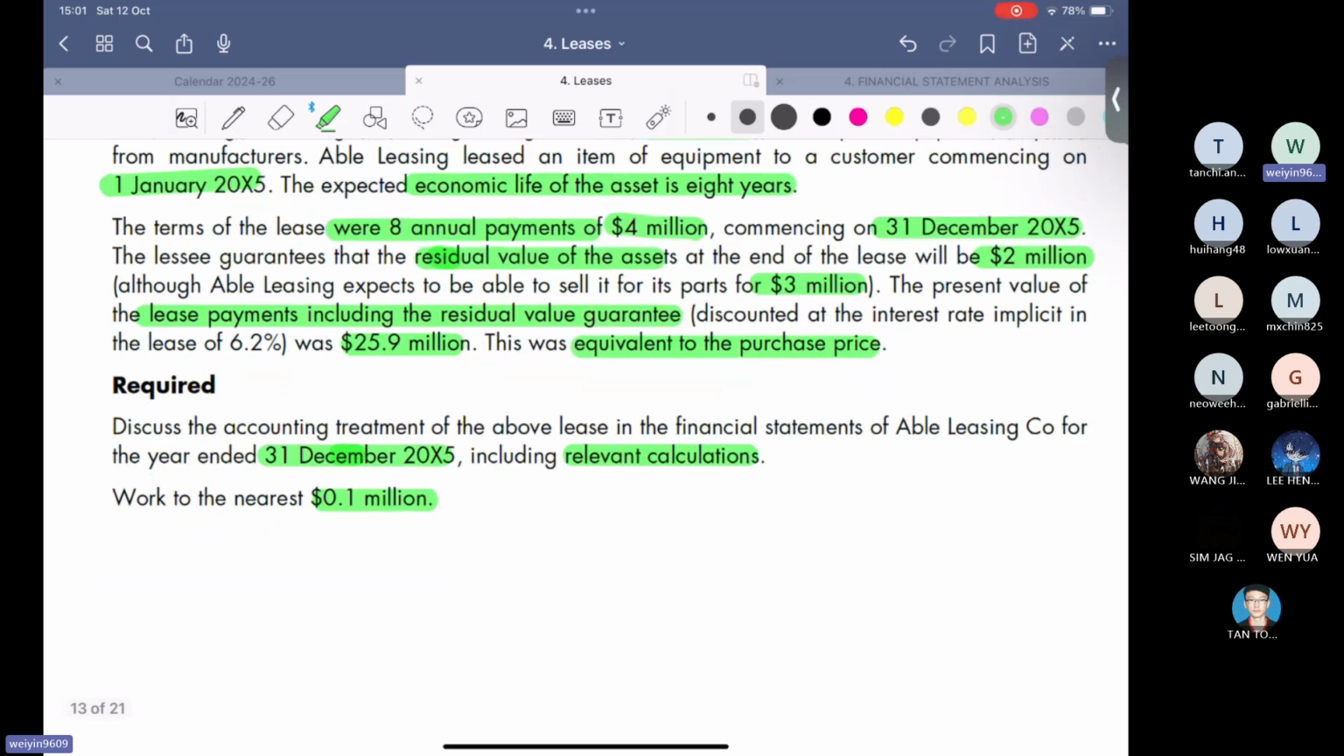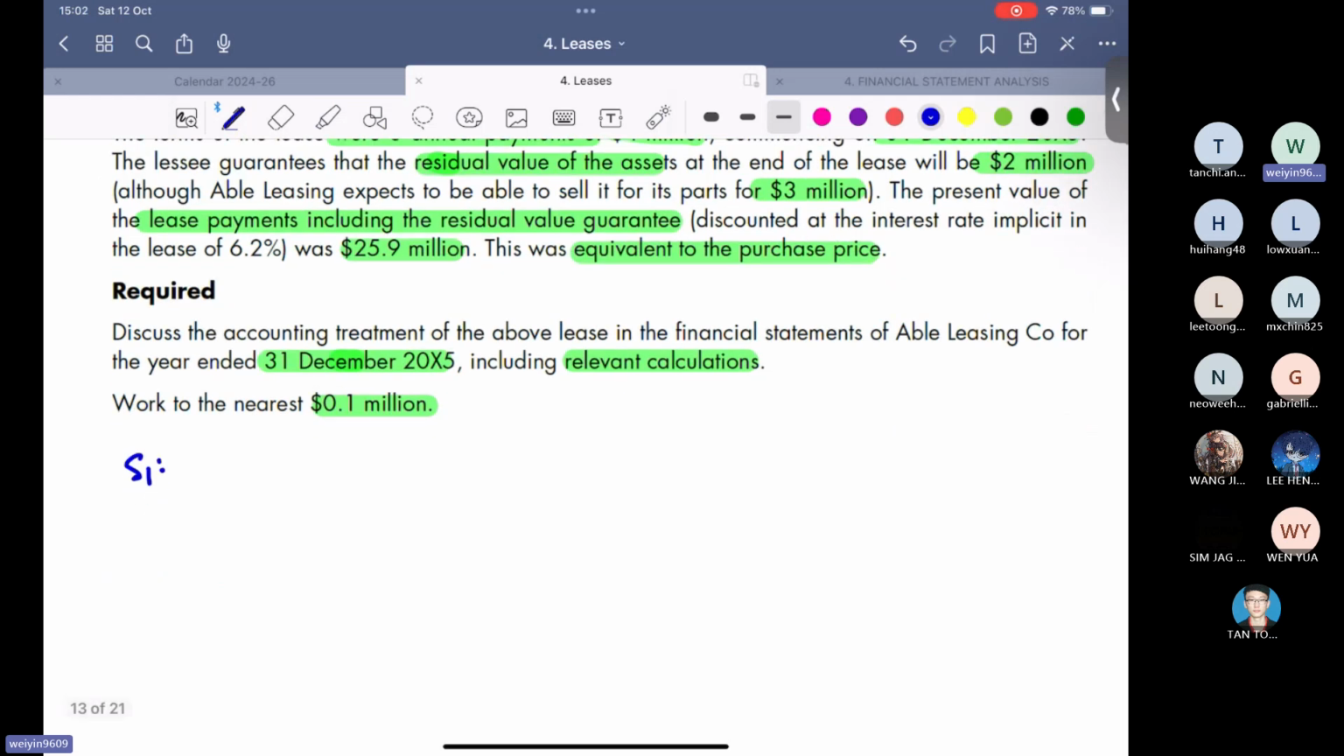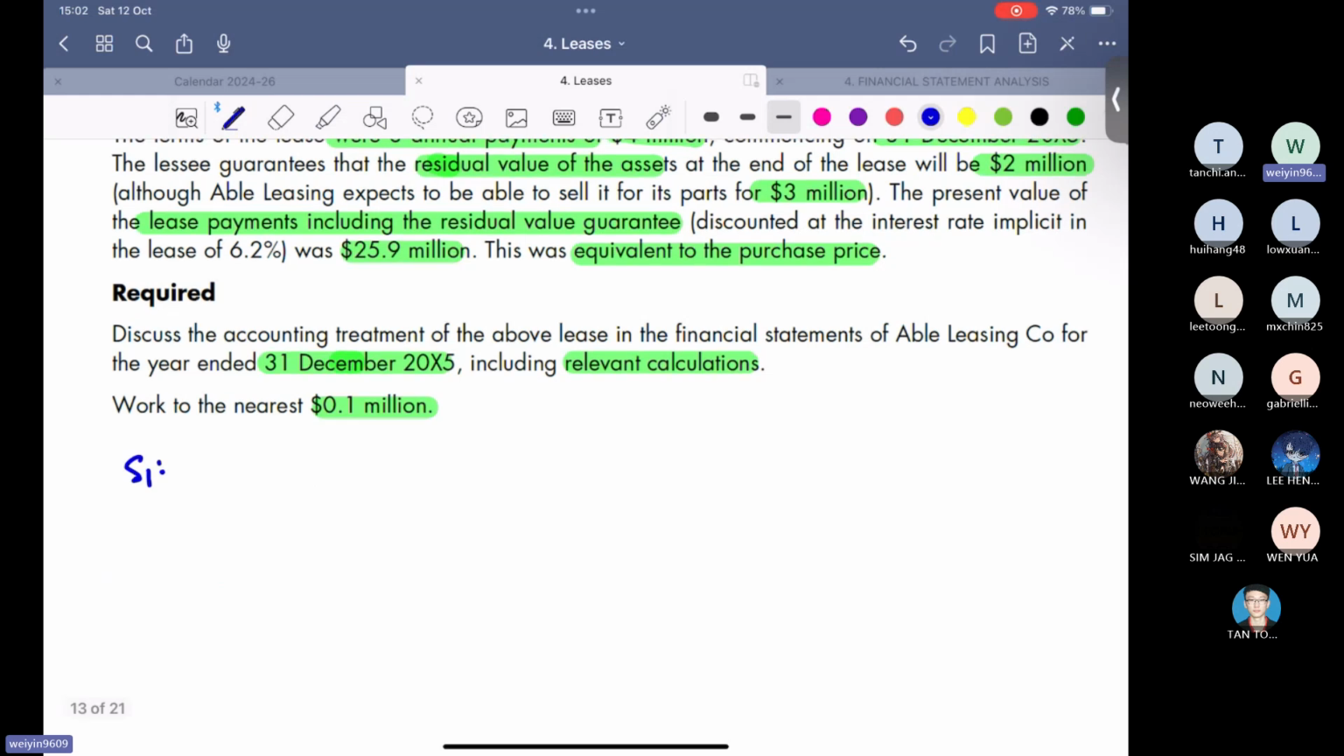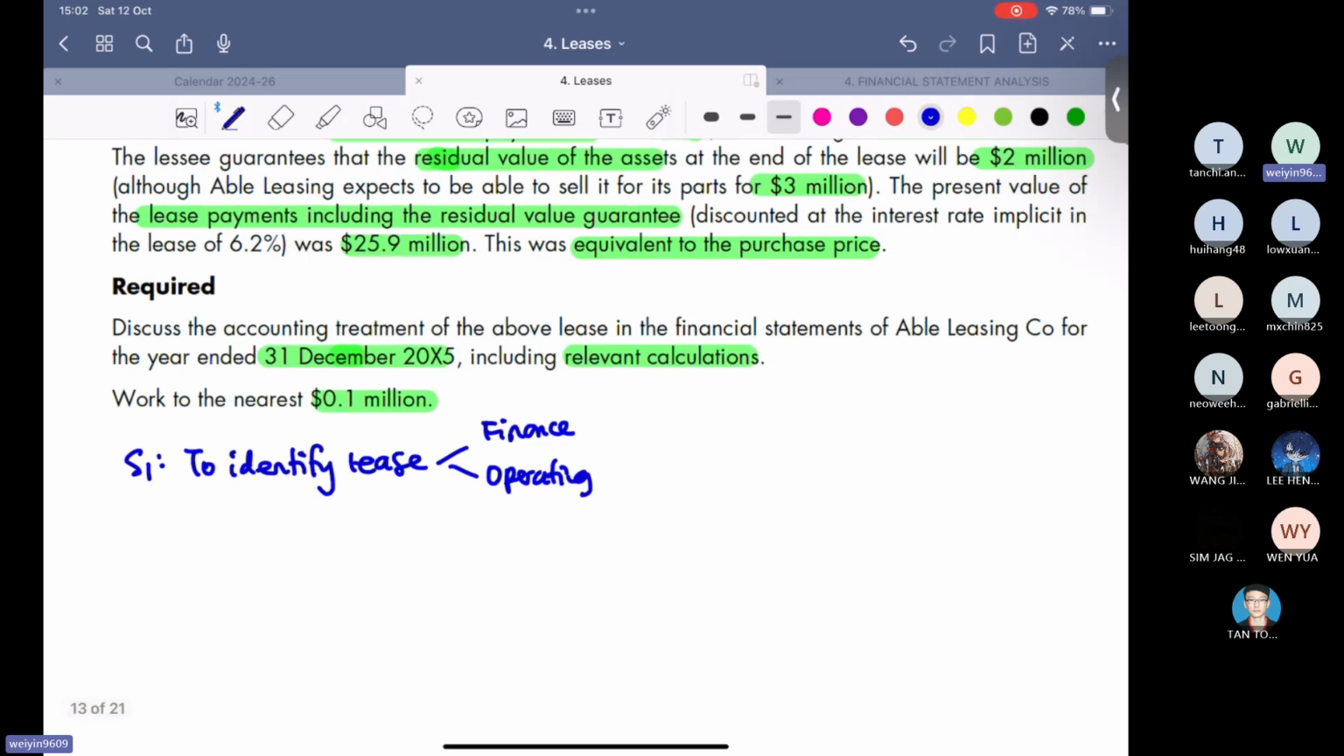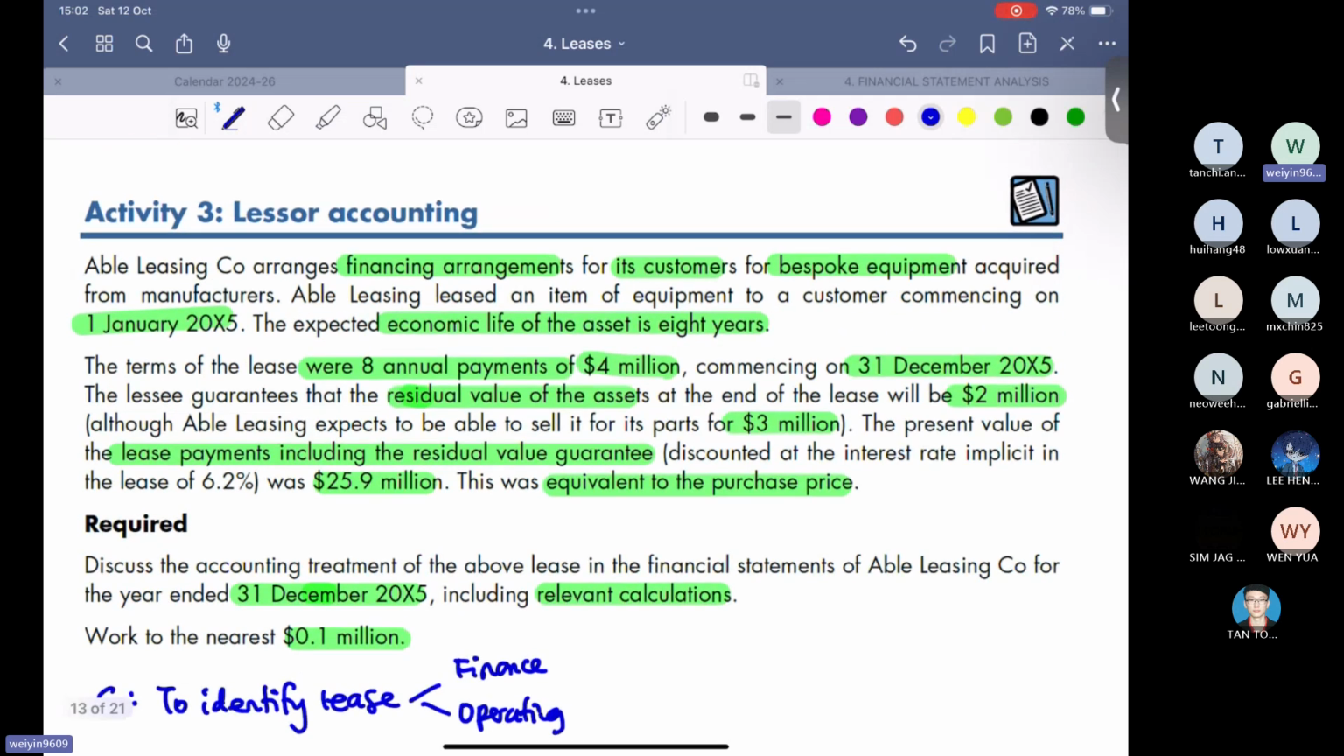So under this kind of question, step 1, because you need to talk about the accounting treatment, under the lessor we also need to differentiate whether it's a finance lease or an operating lease. So we need to look at the criteria to identify whether your lease is a finance lease or operating lease. You look at the case now, like this one. Your useful life is 8 years. So you rented out for 8 years.